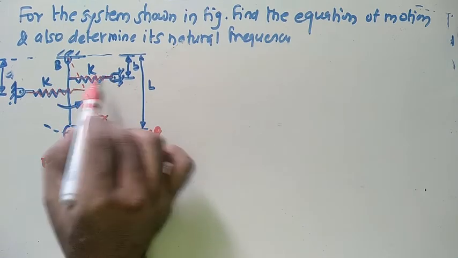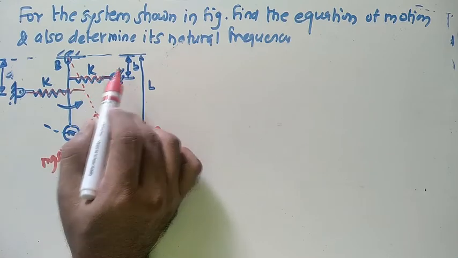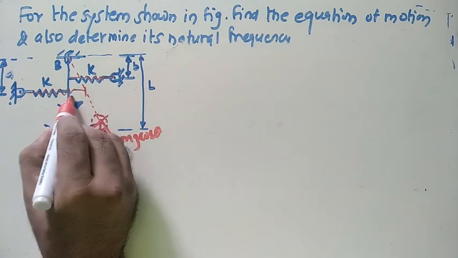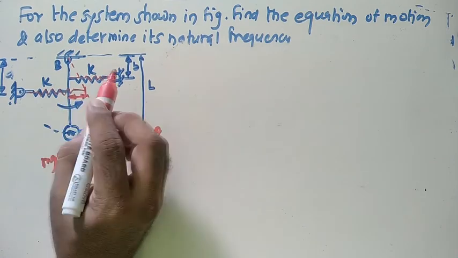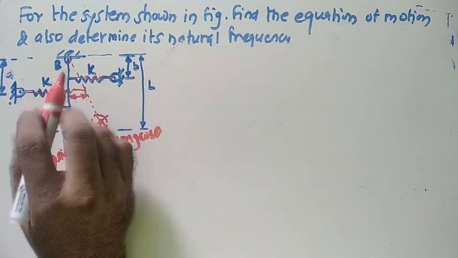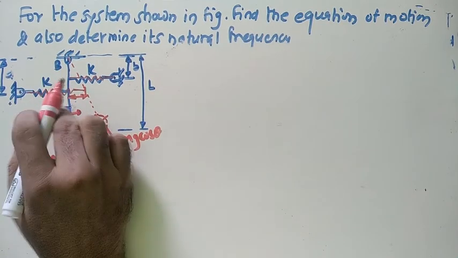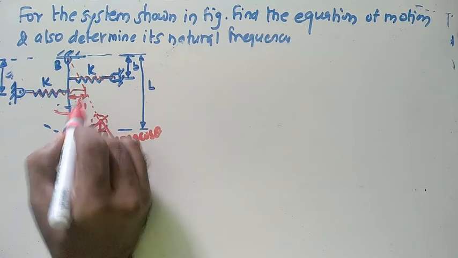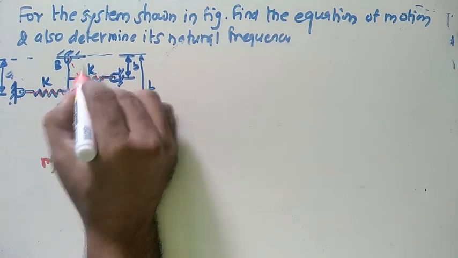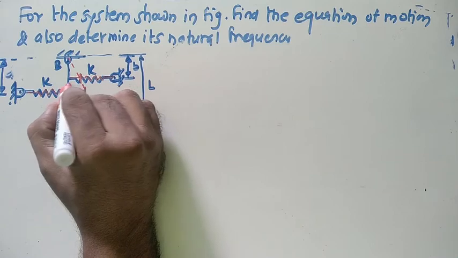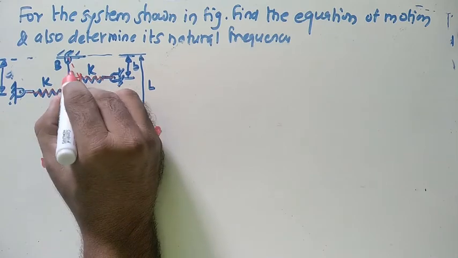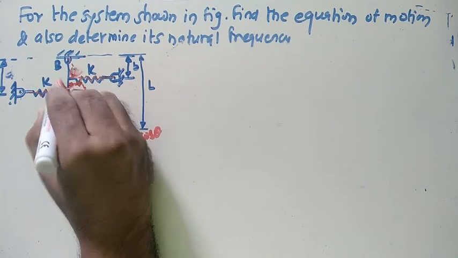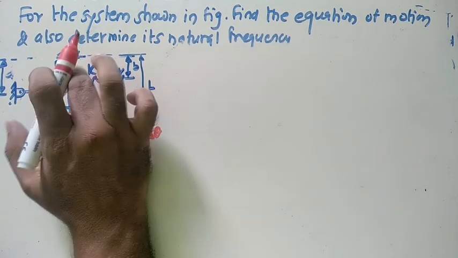Just consider the red portion. This is nothing but the displacement of the spring. Consider this displacement as delta 1 for this spring, and for this one I'll consider this as delta 2. Just mention that delta 2 here. This indicates delta 2.